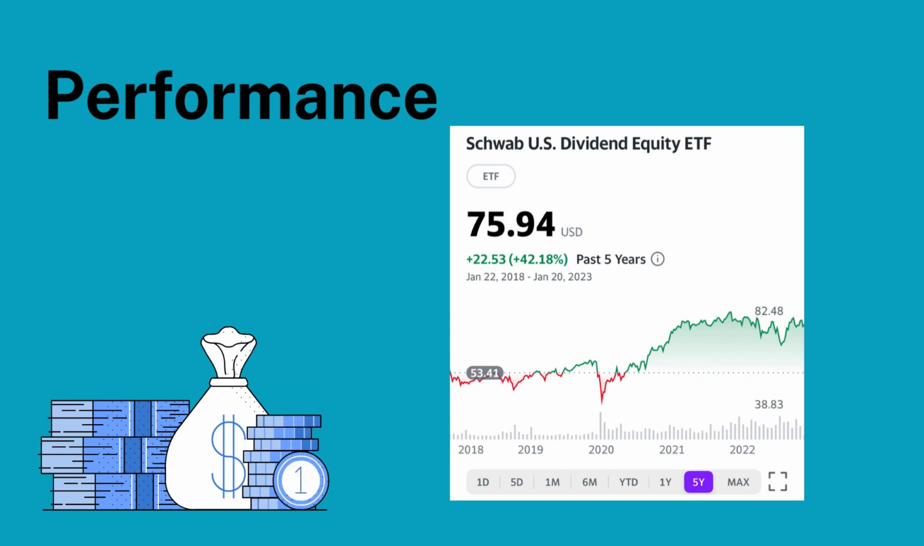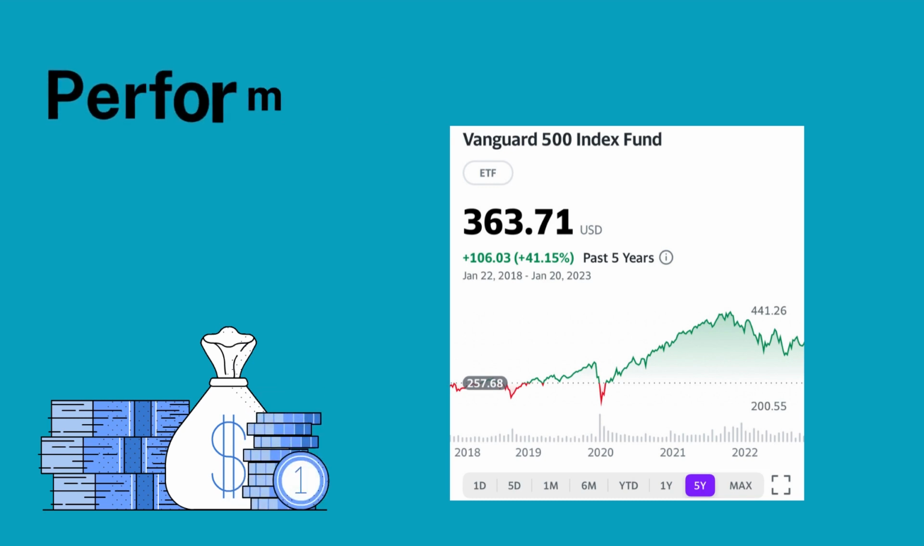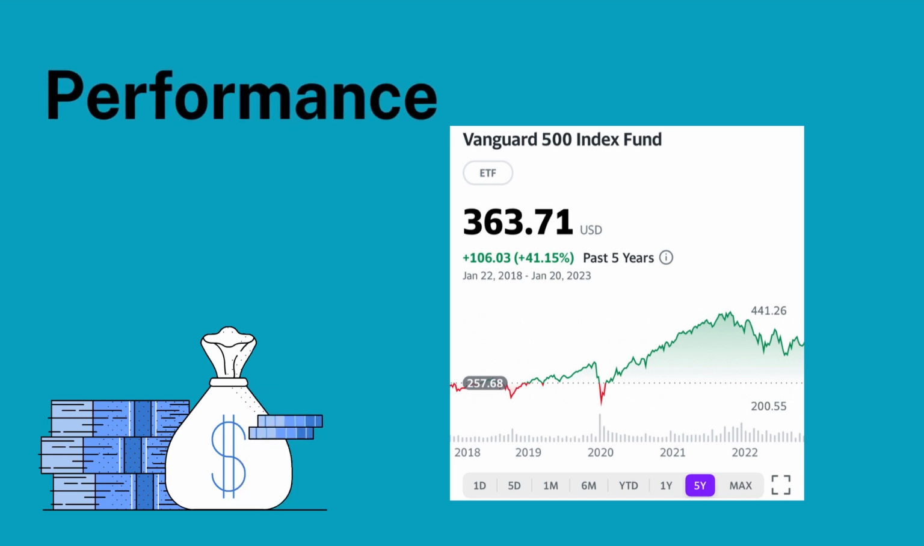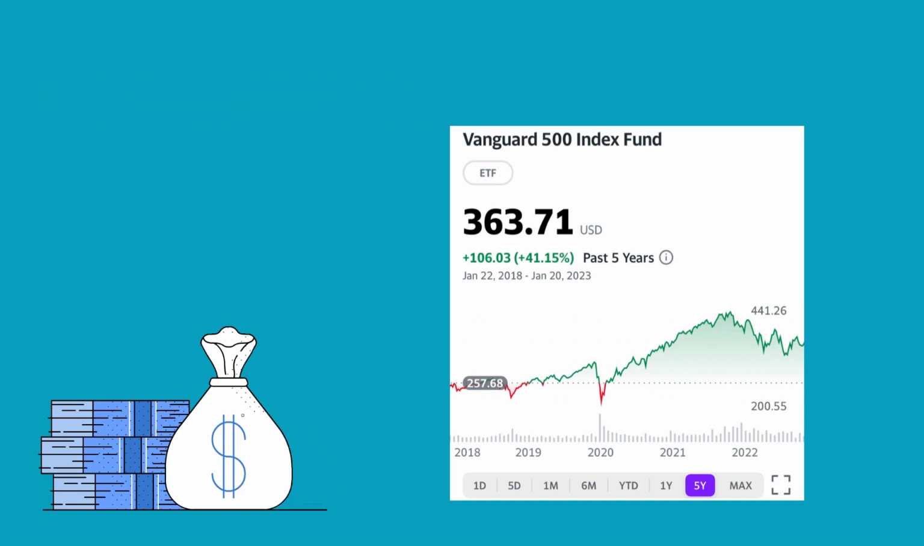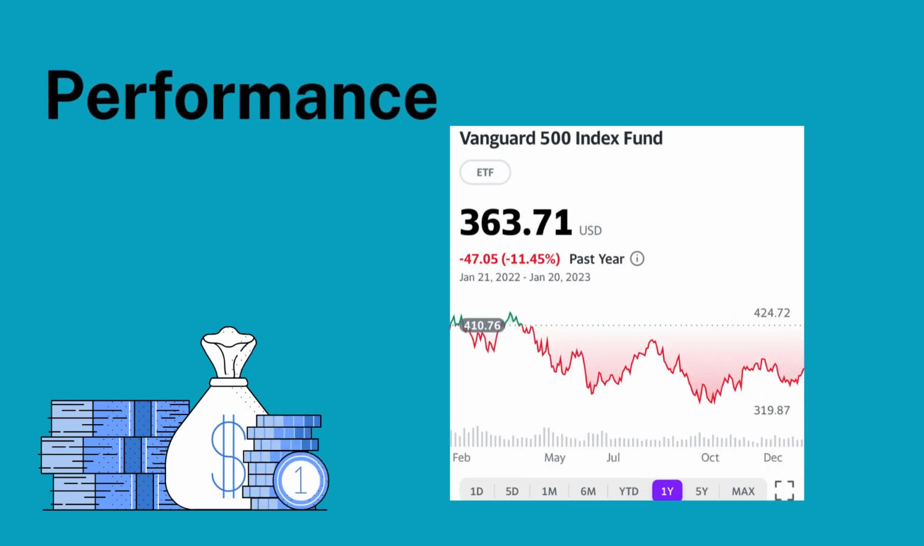Now, in the last year, a lot of stocks are down, and that's why I want to compare it to VOO. If you look at the past 5 years, they're basically similar. VOO is up about 41% versus I believe 42% with SCHD during that time period. But if you look at the past year, VOO is down 11% versus the 3 to 4% of SCHD.